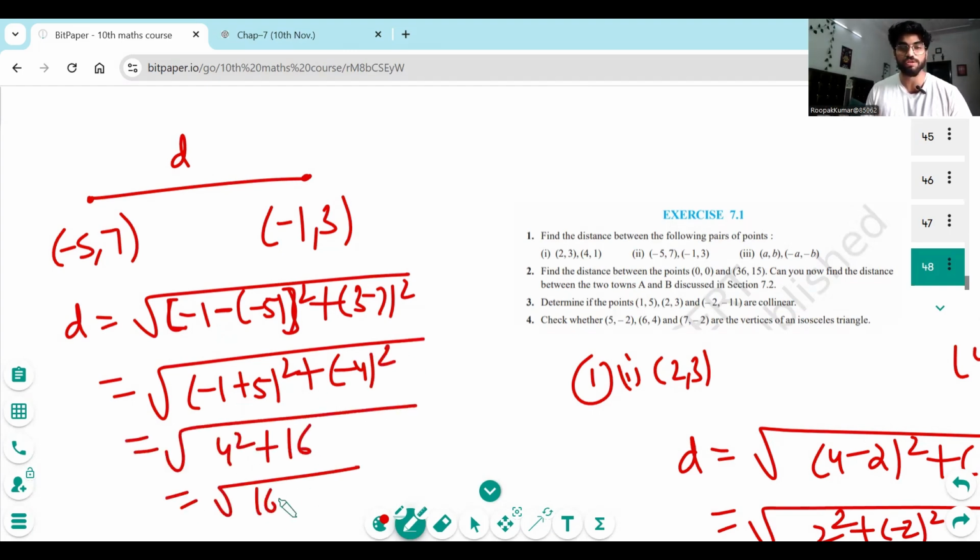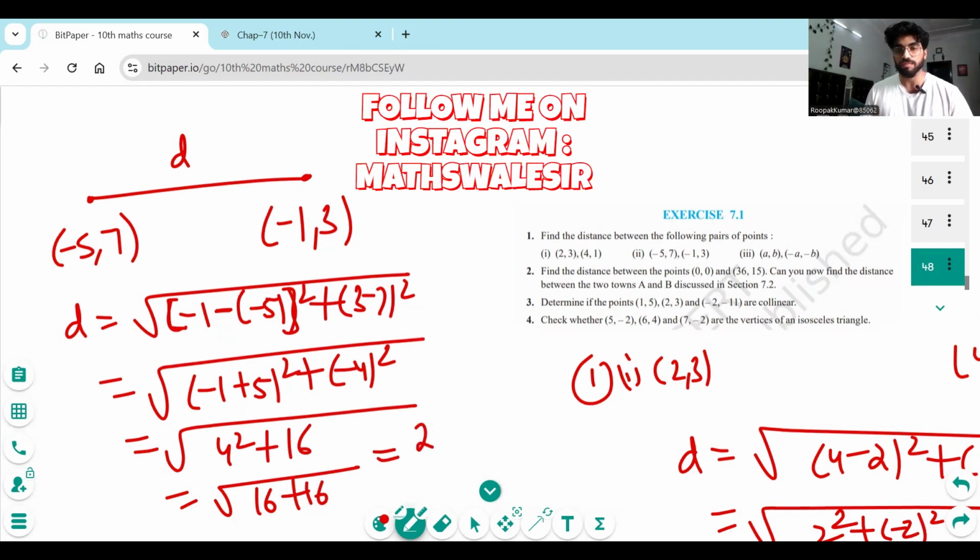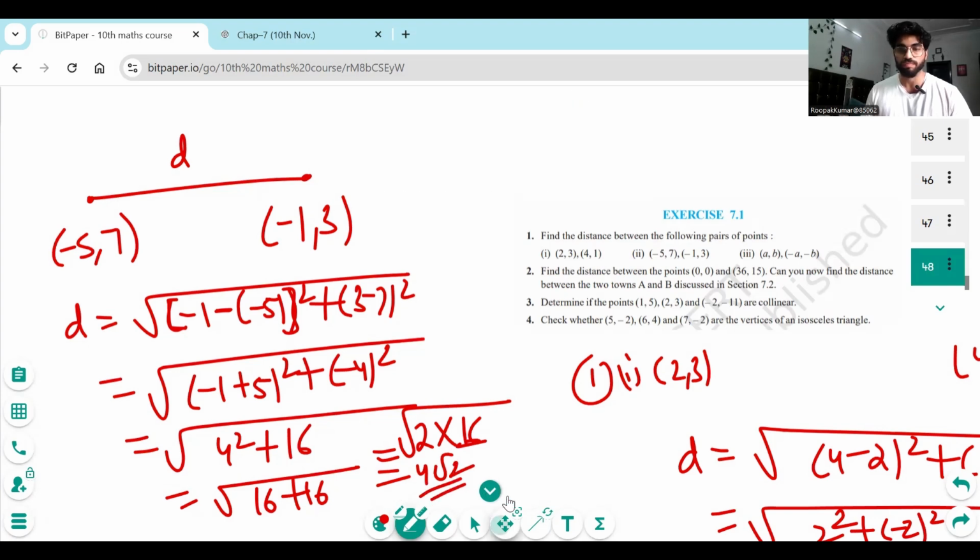So 16 and 16, which is 2 times 16. And if it's 2 times 16, inside the square root, the square root of 16 is 4. So 4 root 2 is the answer.